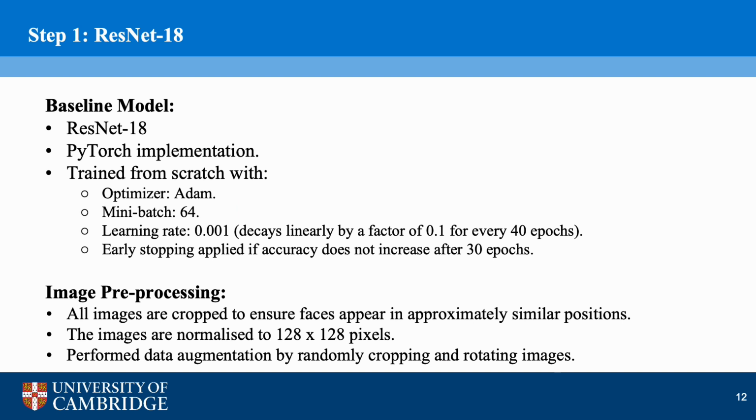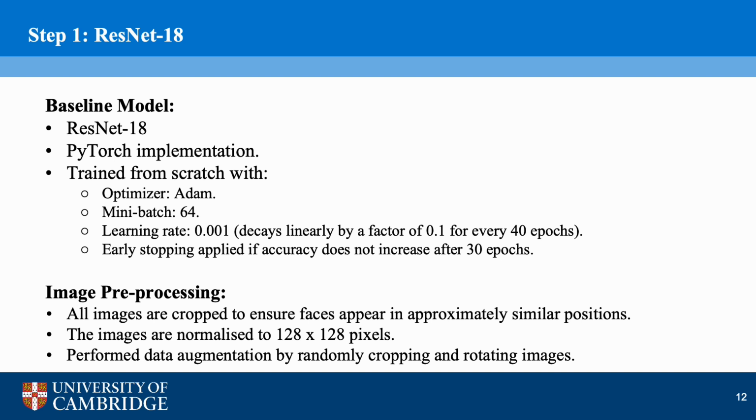So here are some further details about the implementation. ResNet 18 was implemented using a PyTorch implementation and trained from scratch with an Adam optimizer with a mini batch of size 64, a learning rate of 0.001, which decays linearly by a factor of 0.1 every 40 epochs. We apply early stopping if necessary.